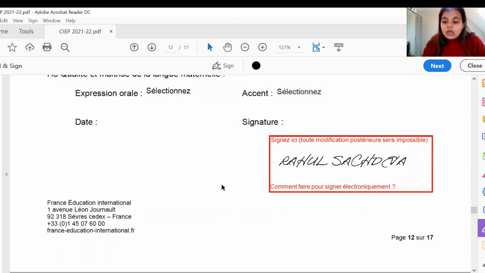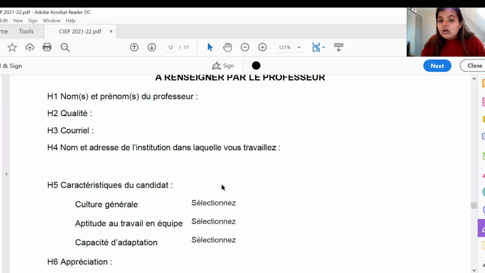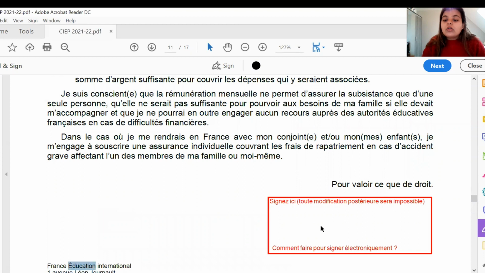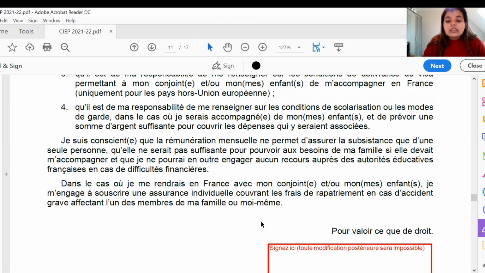So guys, it's safe. Now when you see it, everything is locked. If you can see my file, everything is locked. I cannot click on, I cannot add, I cannot delete anything. So once it's done, it's done.